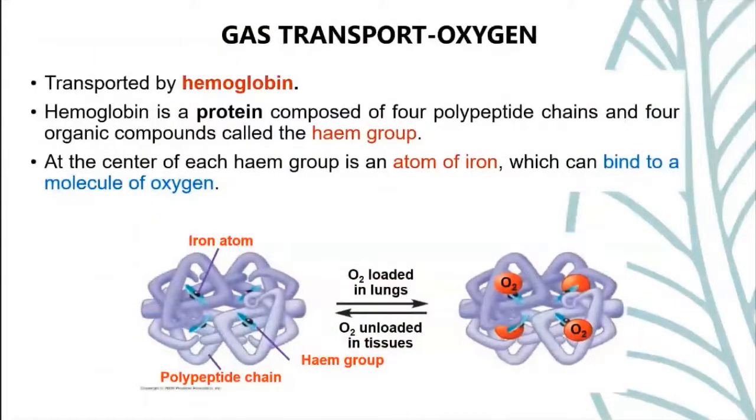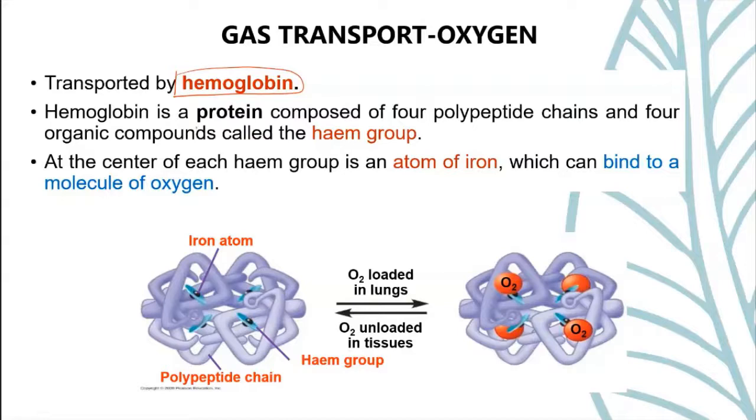Okay, so next is gas transport, oxygen. As we know, hemoglobin is the pigment in your red blood cells. Your red blood cell will have hundreds of thousands of hemoglobins. So hemoglobin is a pigment that carries oxygen.